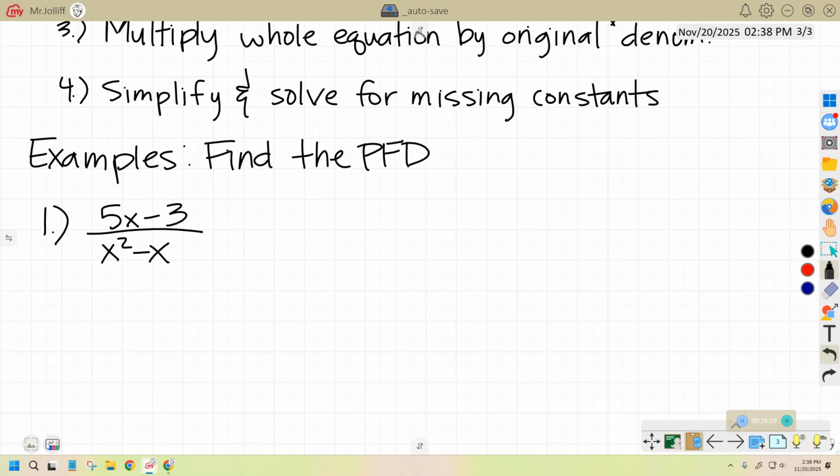So I'm going to do this in steps. Step 1. What should I do? Factor the denominator. Very good. So I know that x squared minus x, those terms both have an x in common.